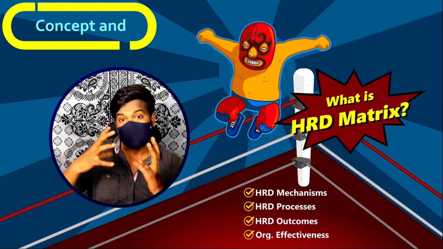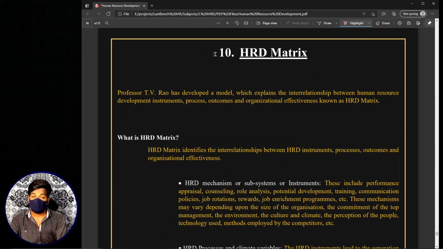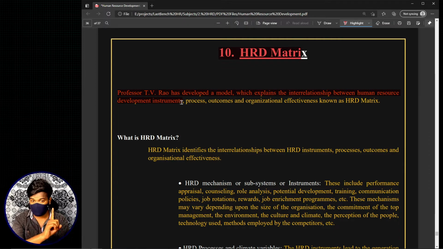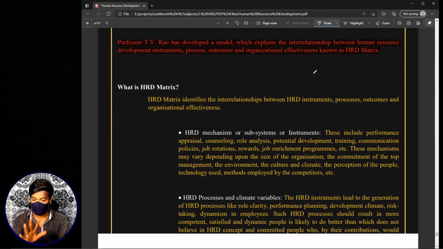Now let's look at that diagrammatic representation. This is the 10th unit, HRD matrix. Professor T.V. Rao has developed a model which explains the interrelationship between human resource development instruments, that is the mechanisms or interventions, the HRD processes, the HRD outcomes, and the organizational effectiveness, known as the HRD matrix. This is basically the meaning of the HRD matrix.